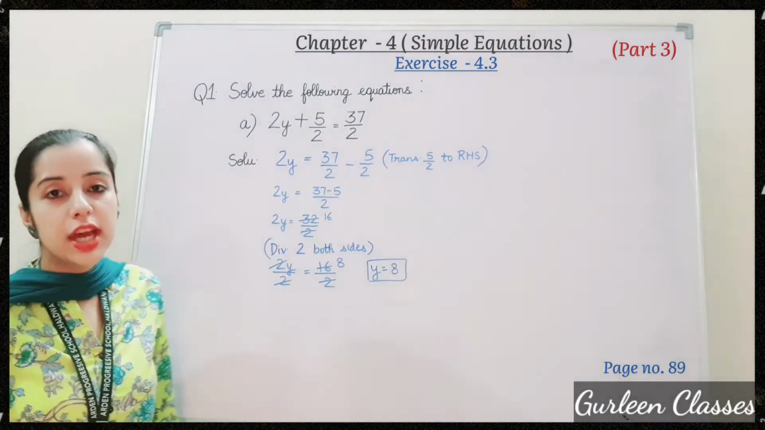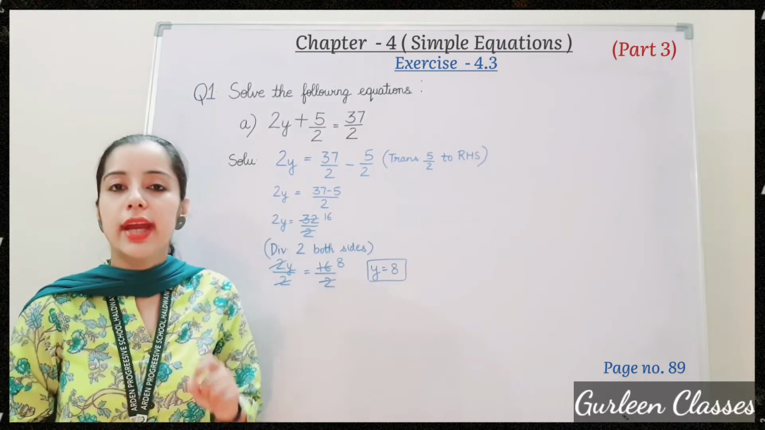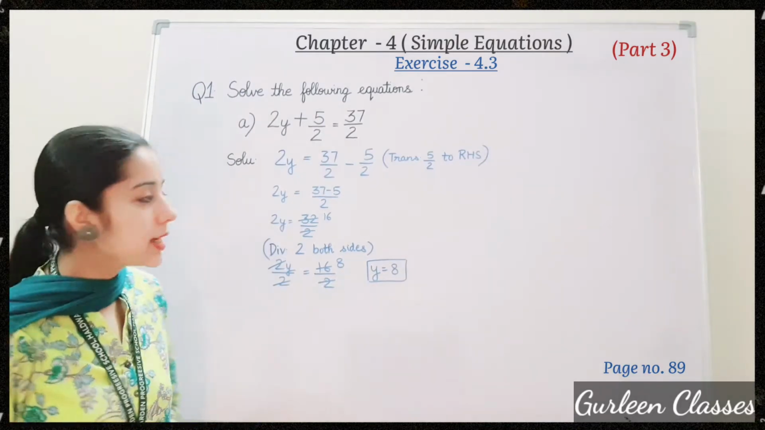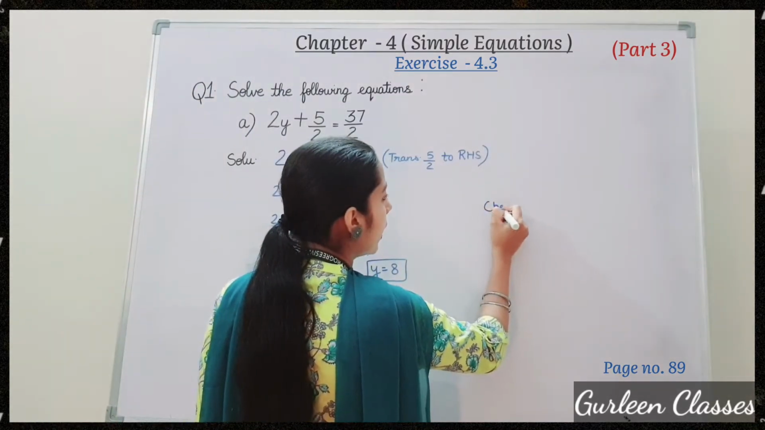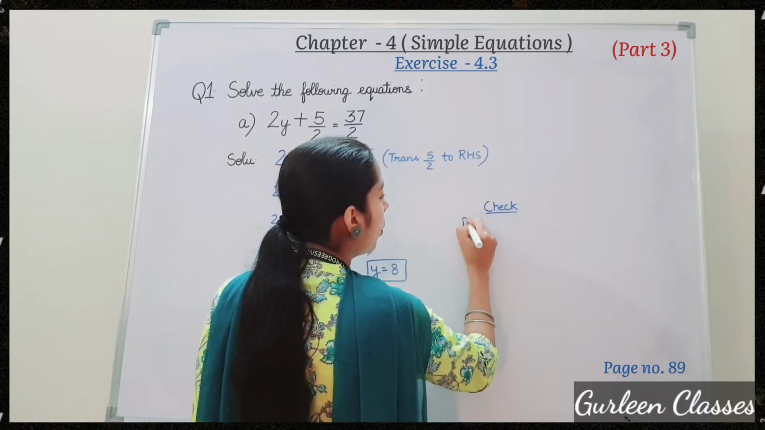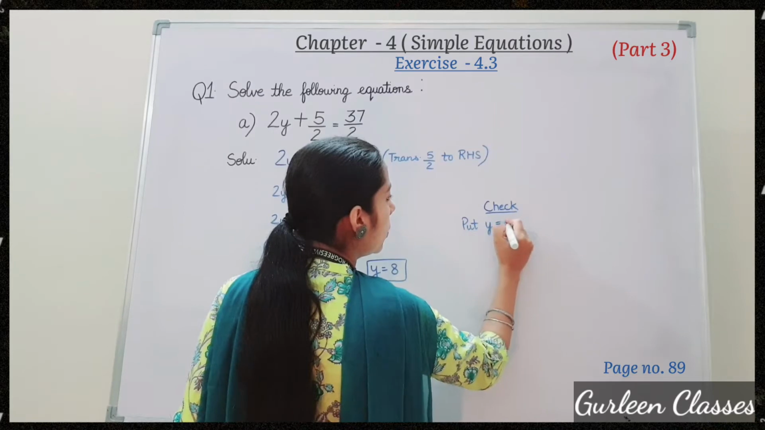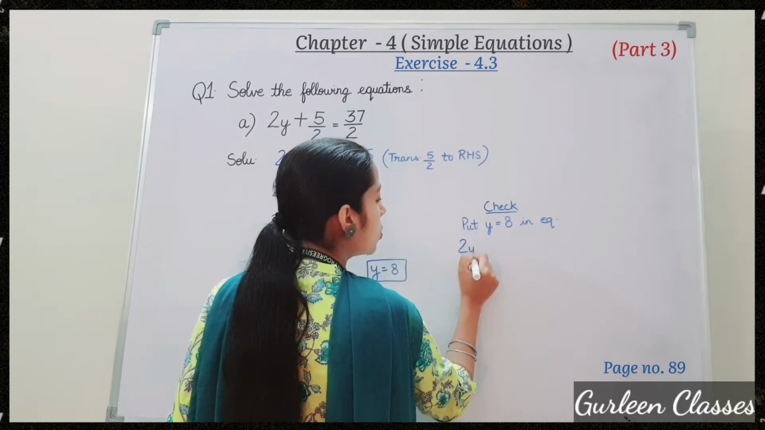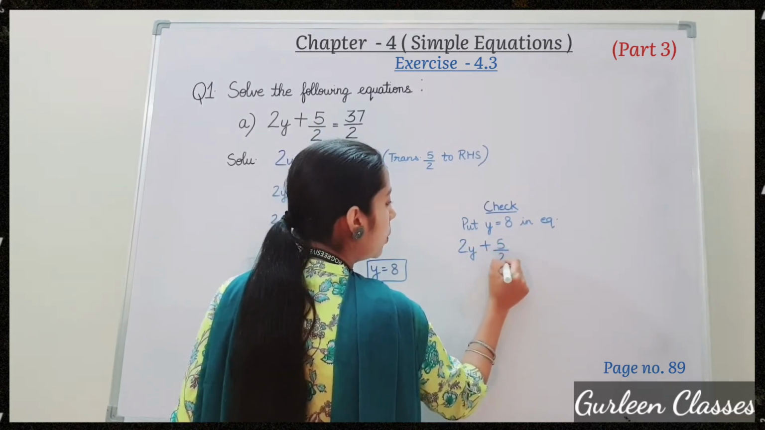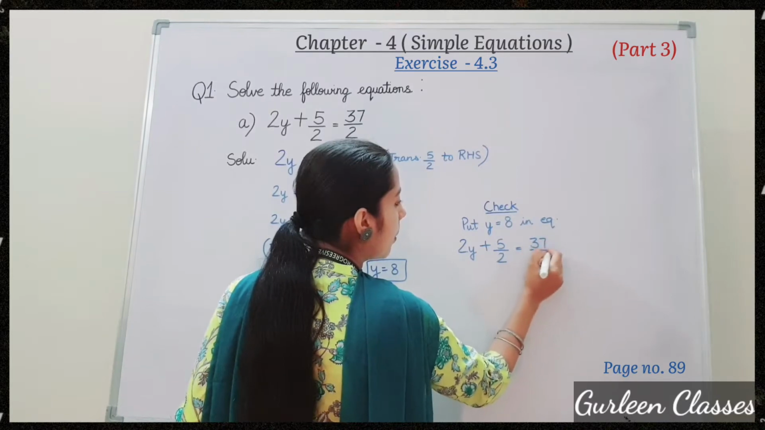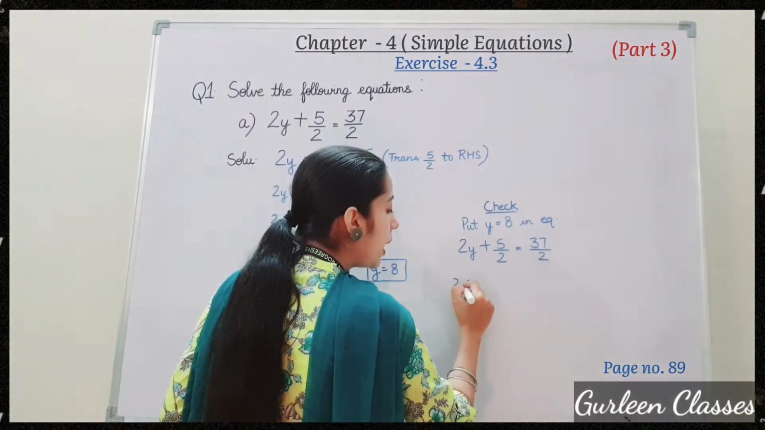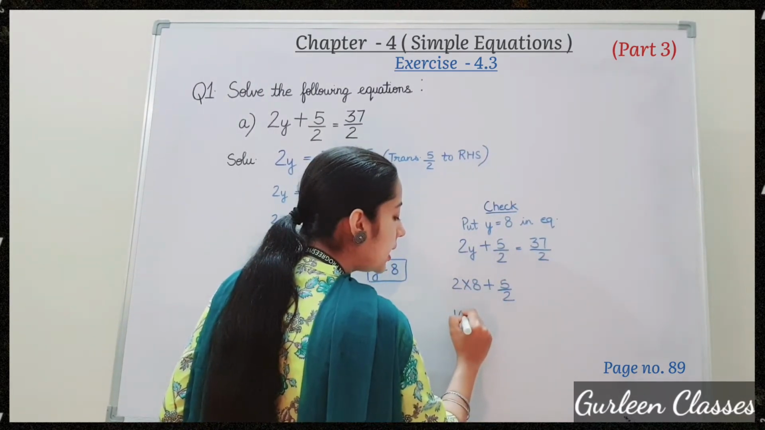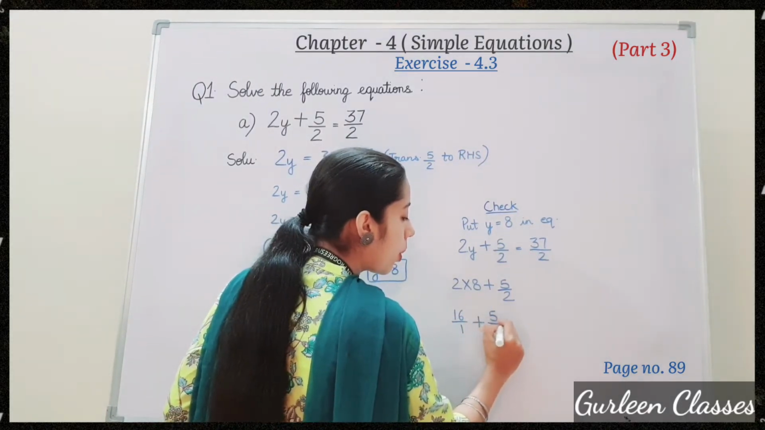So students, how do we check whether the value y is equal to 8 is correct or not? For that, we will put this value of y in the given equation. Let us write the heading: check. Put y is equal to 8 in the equation. The equation is 2y plus 5 upon 2 is equal to 37 upon 2. So put the value of y: 2 into 8 plus 5 upon 2.